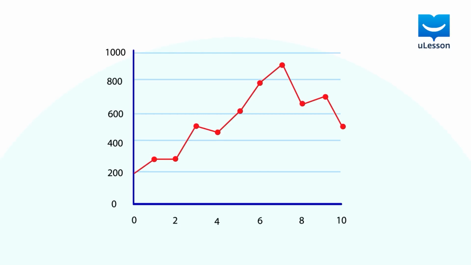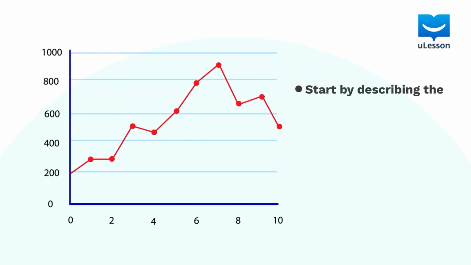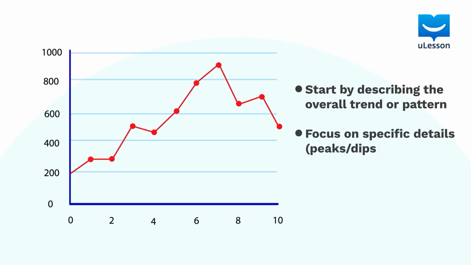In your analysis, it's crucial to select and report the main features of the graph. Start by describing the overall trend or pattern. Is it rising, falling, or fluctuating? Then, focus on specific details such as notable peaks or dips. Compare different data points to uncover relationships or make insightful observations.